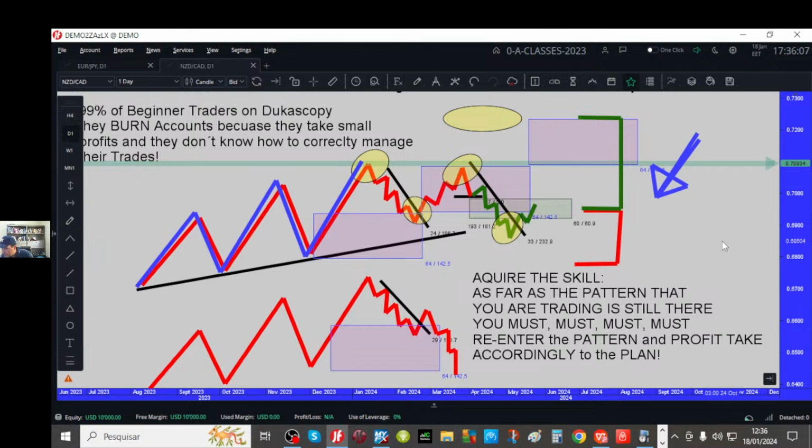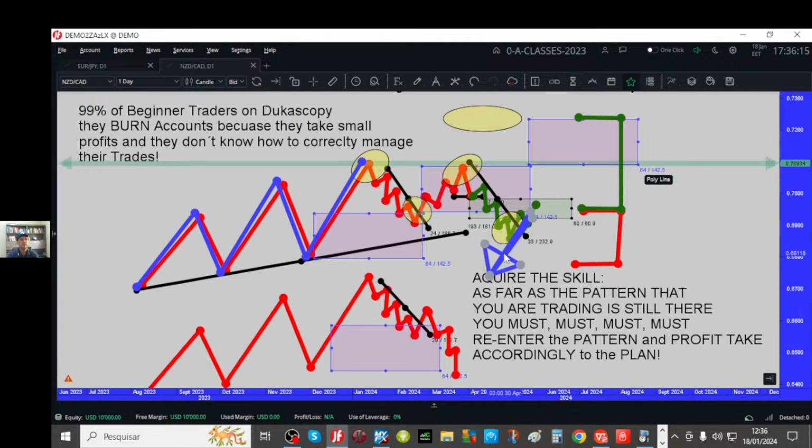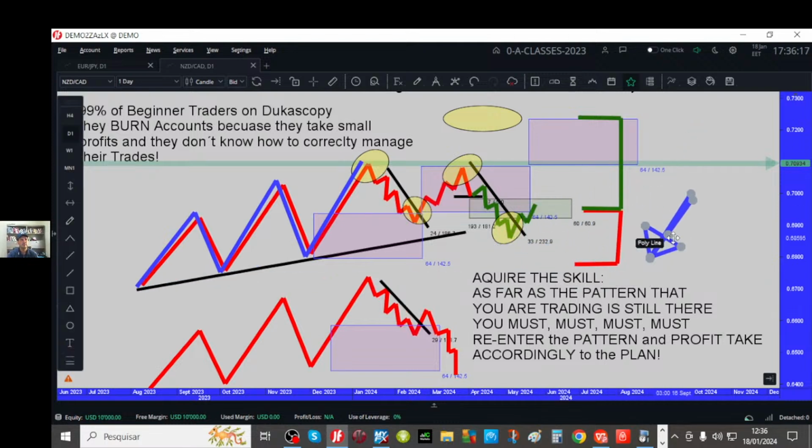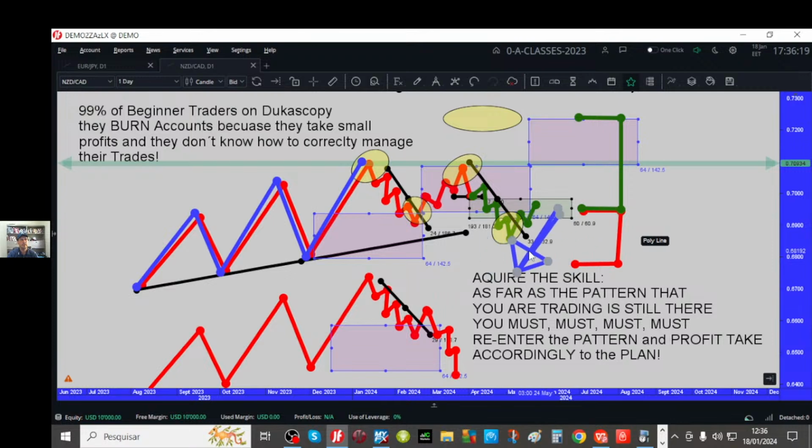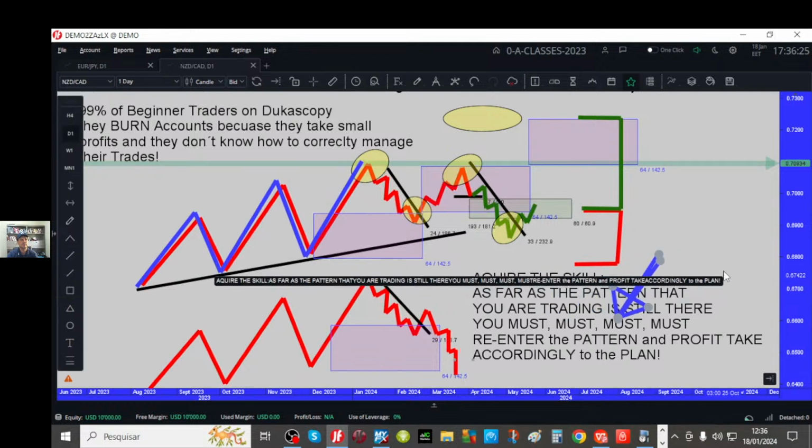Oh, now I got it. The lower low is not confirmed till a new relevant high is formed. Exactly. Alright, everybody? So, acquire the skill. As far as the pattern that you are trading is still there, you must re-enter.